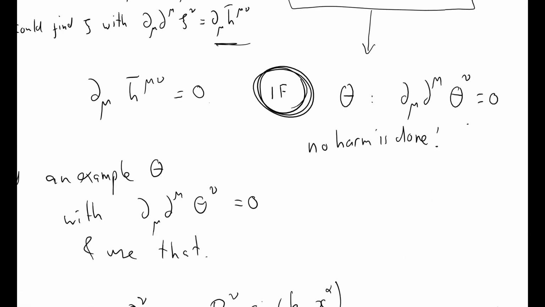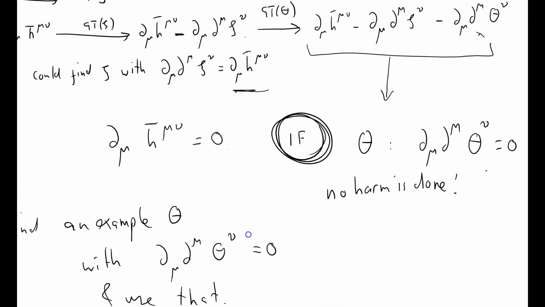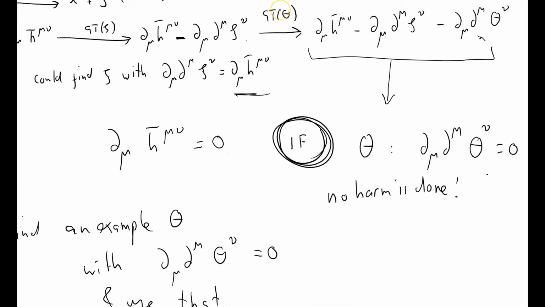So in a way, this θ transformation, this second gauge transformation indexed by θ, isn't doing any good. Well, it is doing some good, and we'll see what good we can do with it, but it's like doing the Rubik's Cube.